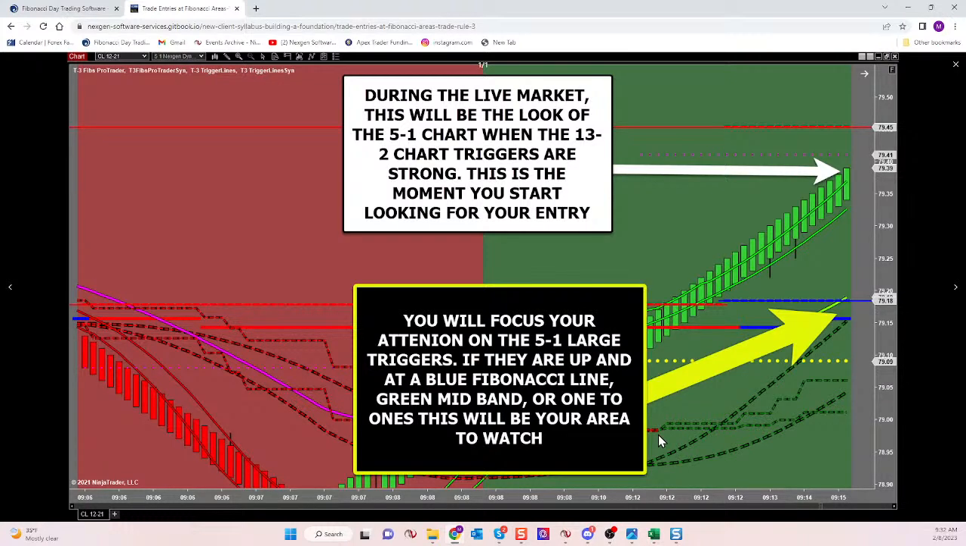When the rules are met on the 13-2, when you have odds favorable momentum, when there's absolutely nothing in the way, guys, this is what your 5-1 is going to look like. If we're in an uptrend, all your bars are going up. All your triggers are going up. Your mid-band's green because price is above it. Support is blue. We're going to focus our attention on the 5-1 large triggers. We're going to make sure that they're up and strong. You're going to make sure and look and see what areas are going to fall inside of those trigger lines.